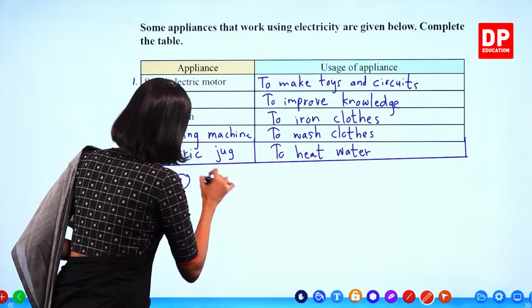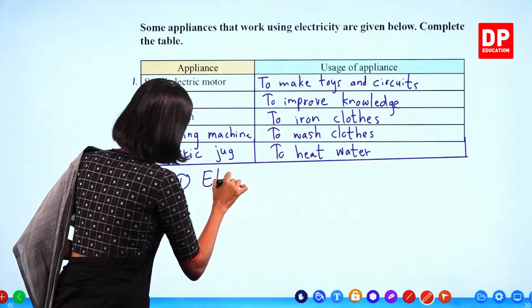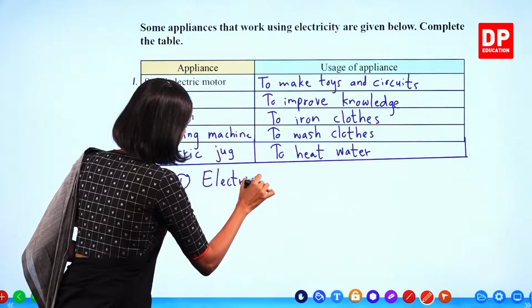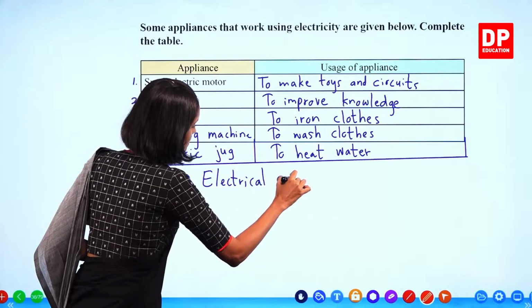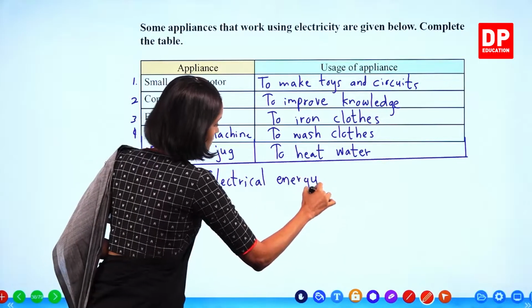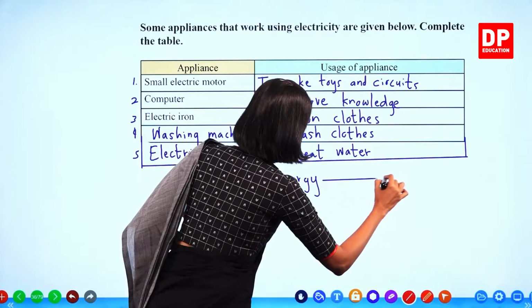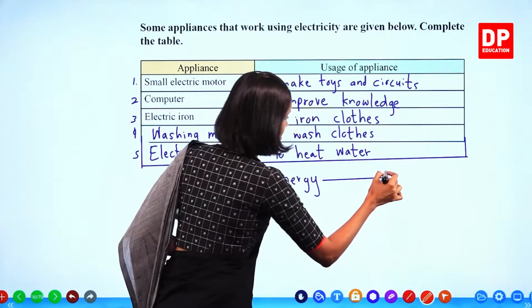So let's write that. Electrical energy is converted to kinetic energy.